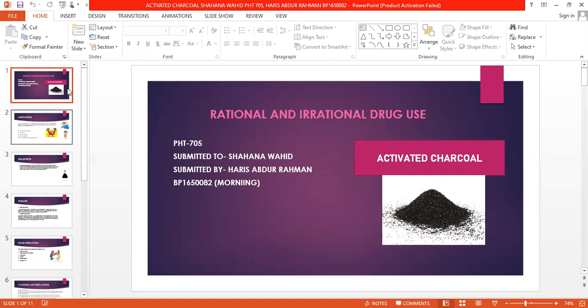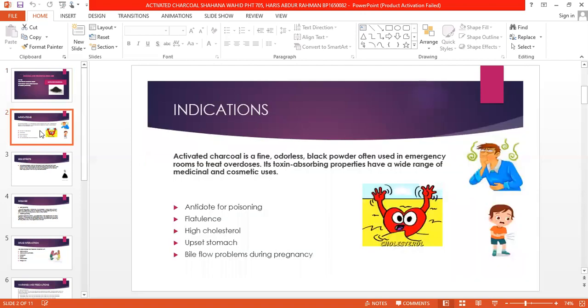So, activated charcoal is the topic. What is activated charcoal? Activated charcoal is a fine, odorless black powder often used in emergency rooms to treat overdoses. It has toxin absorbing properties, and it is majorly used as an antidote.